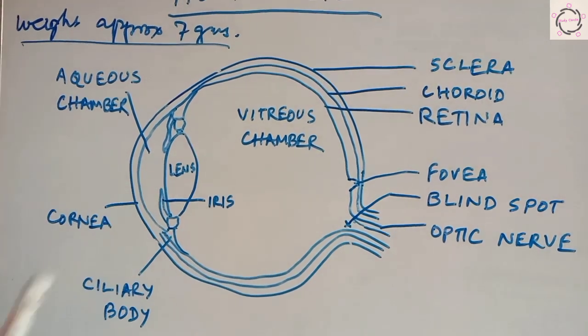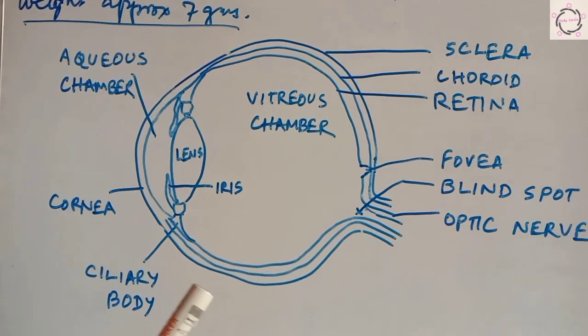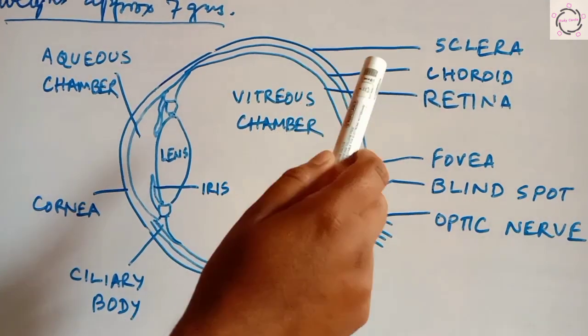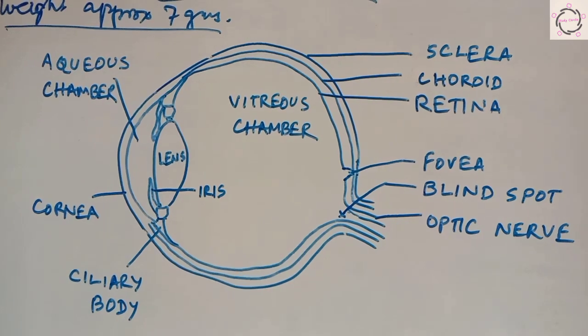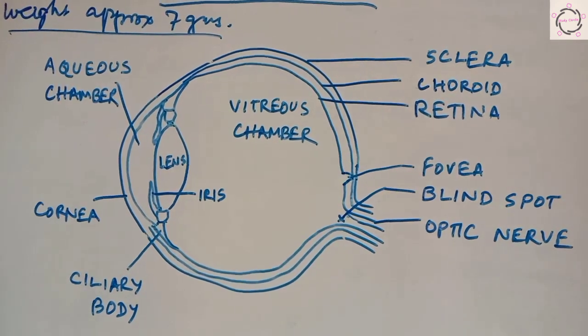Now the first one, the sclera. What is the sclera? See, sclera is composed of dense connective tissue, and that is why it is the tough layer. It is the outermost layer of an eye. It is milky white in color.